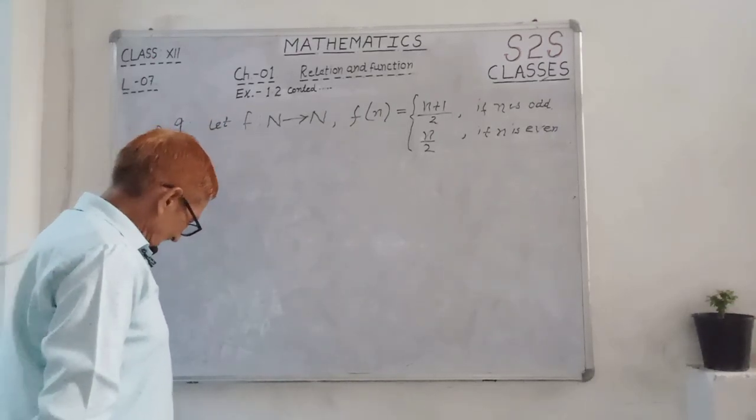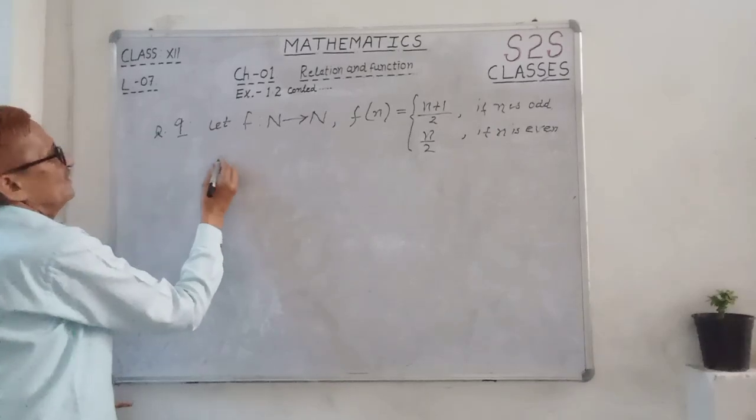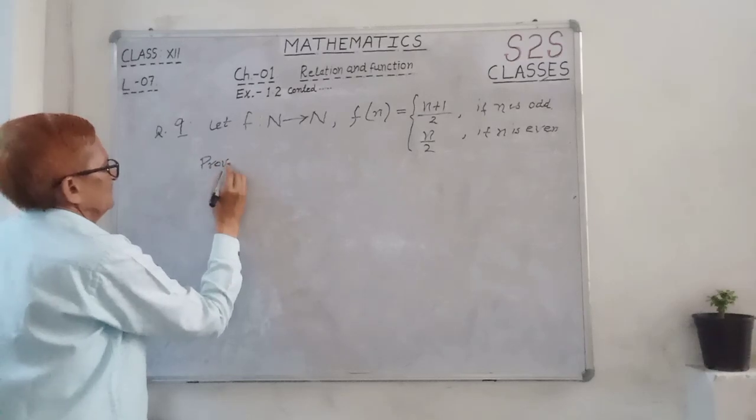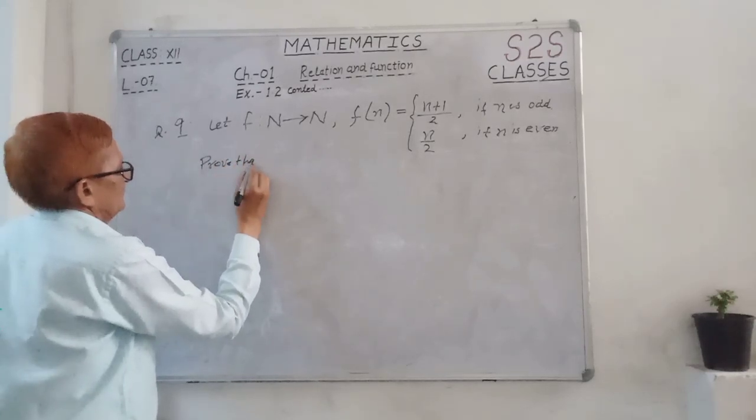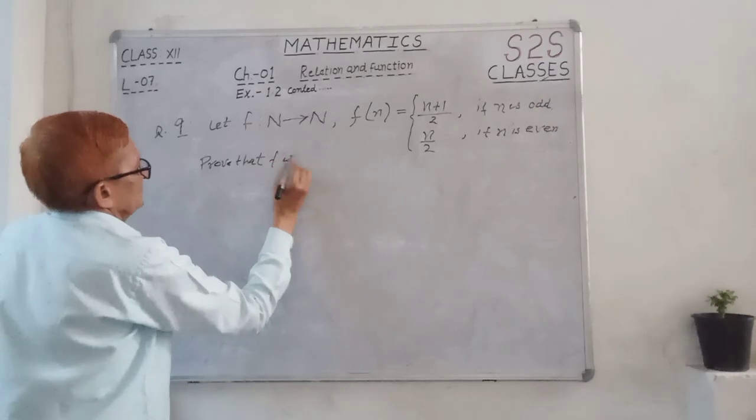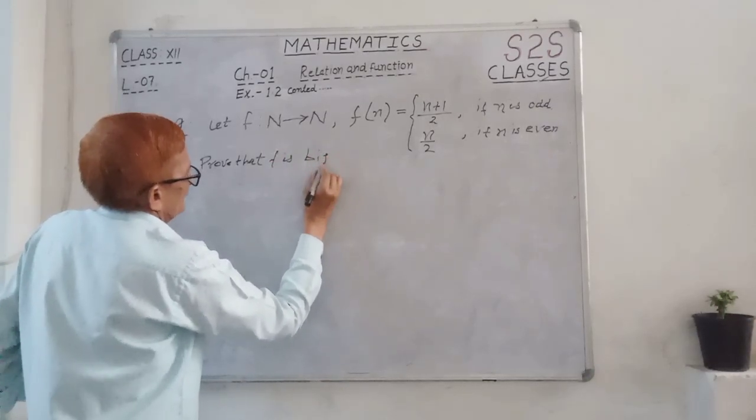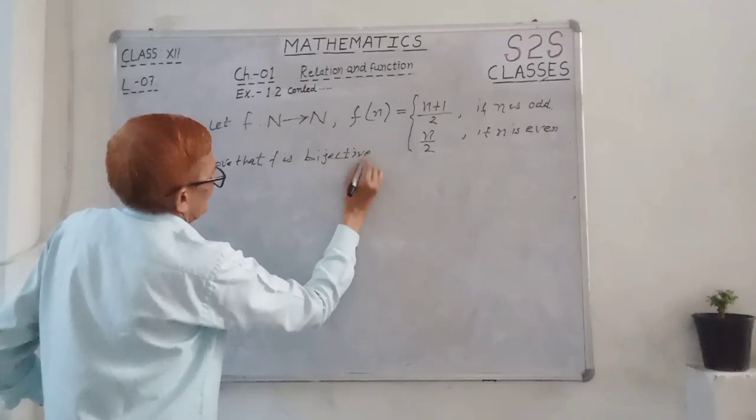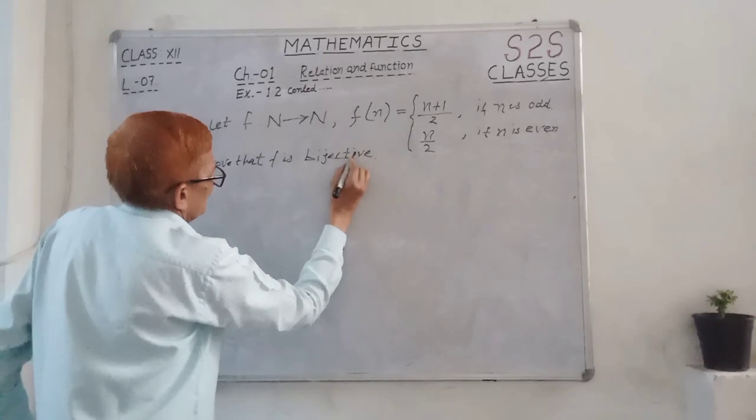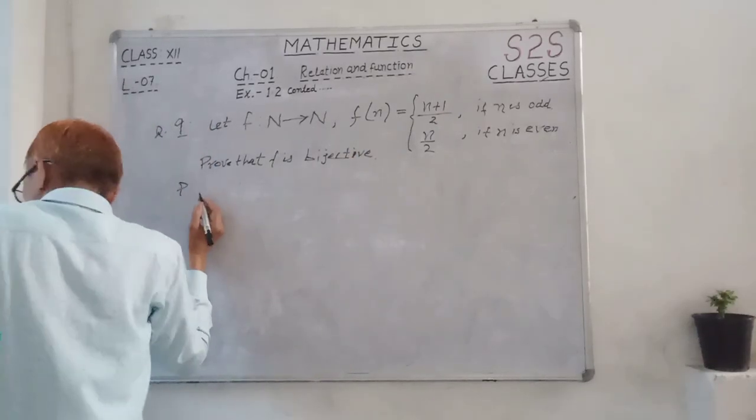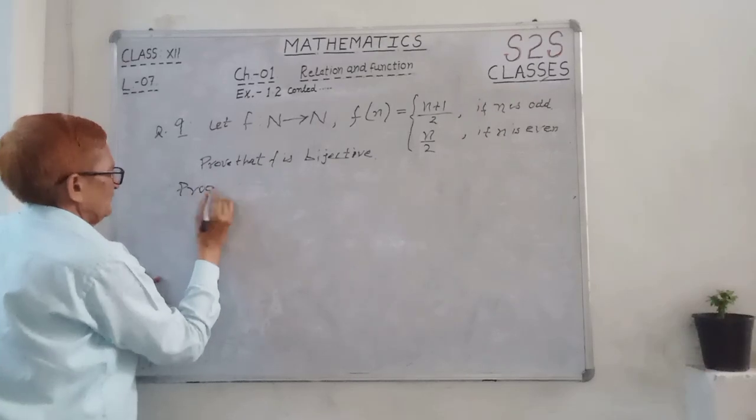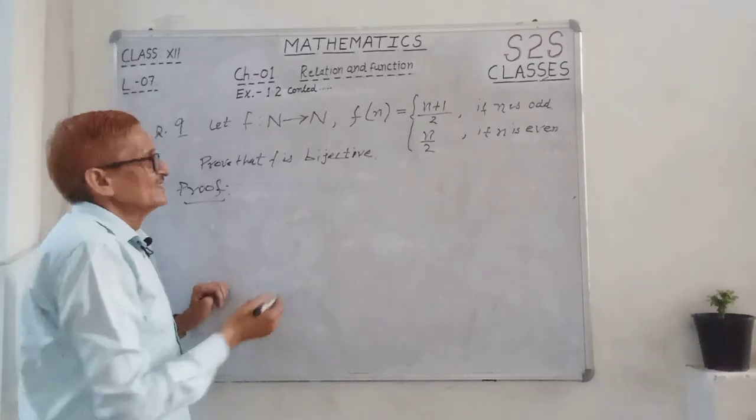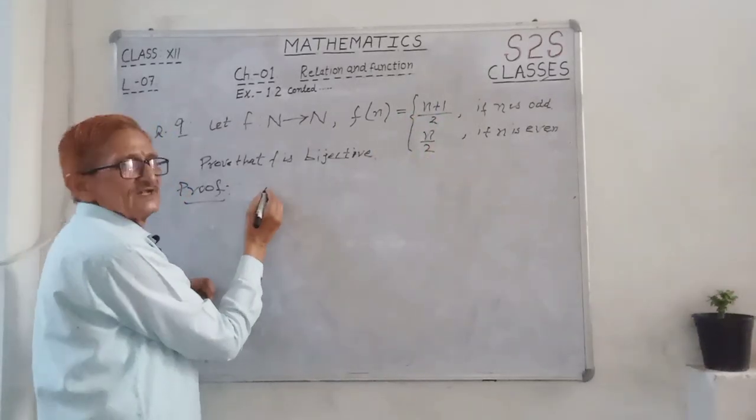Show that it is bijective. Prove that f is bijective. Okay, this we have to prove. Proof of this. First, for one-one, what do we have to do? This is the definition, clear.